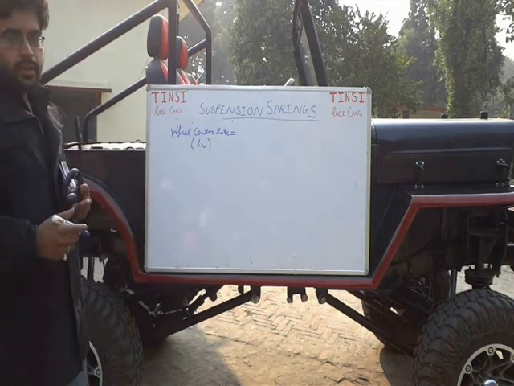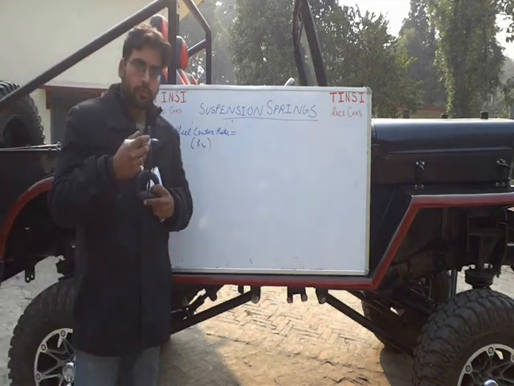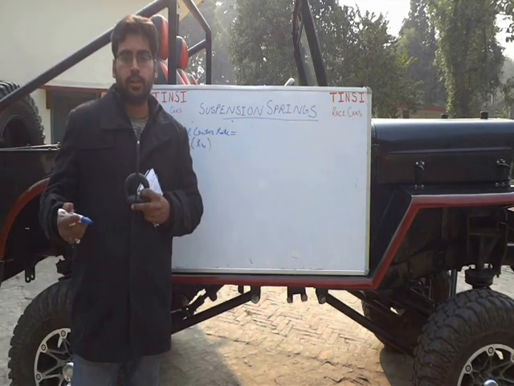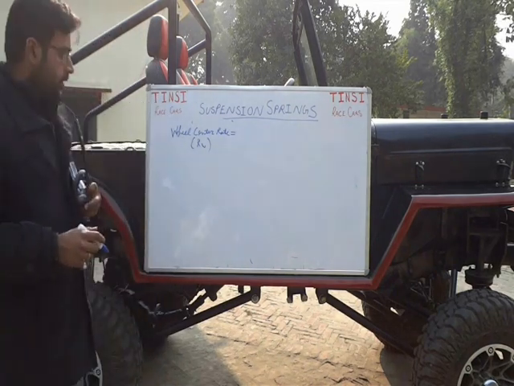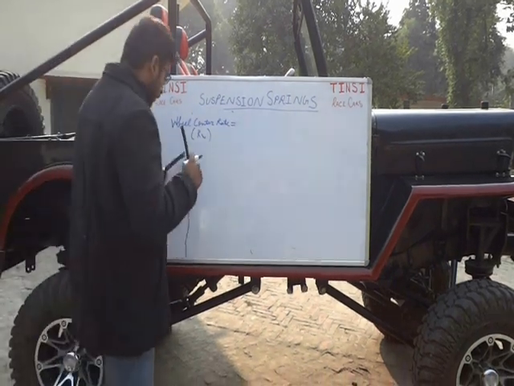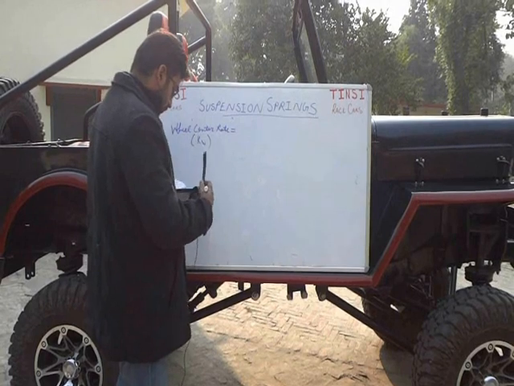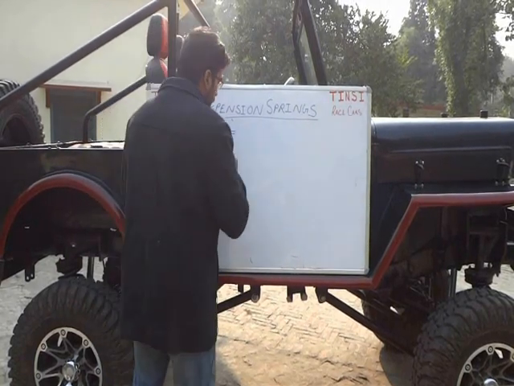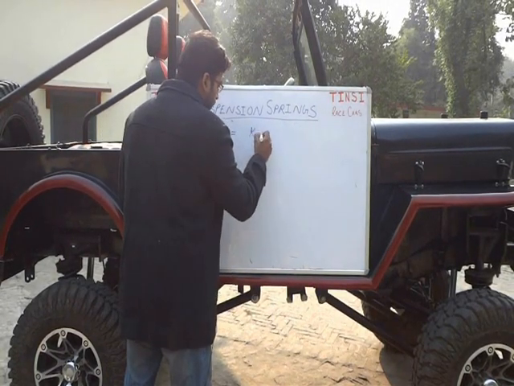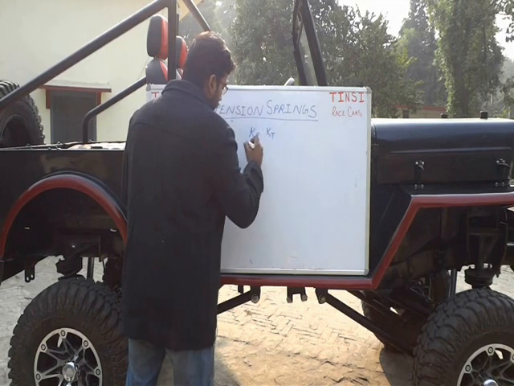With the wheel center rates, we go into the spring rate after calculation of this wheel center rate. So the equation for the wheel center rate is in terms of KR and KT.